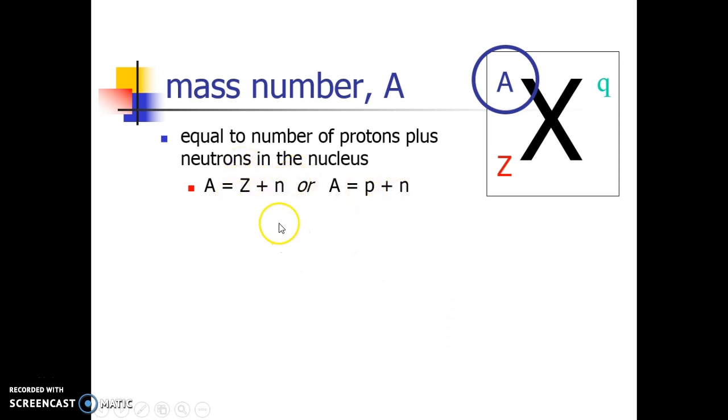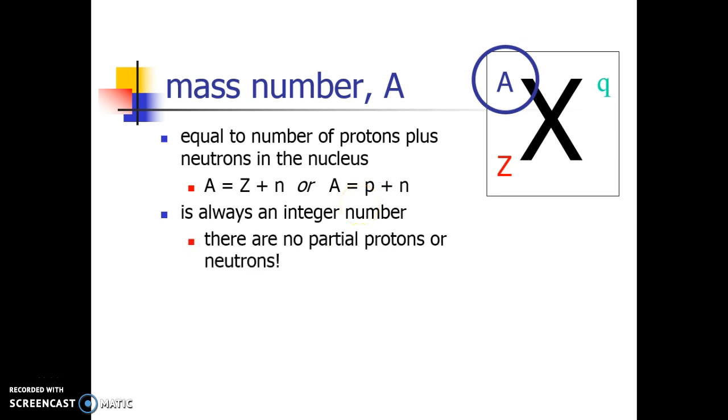Protons and neutrons. Z plus N. It's always going to be an integer. So when you look at the periodic table, you're not seeing mass number, you're seeing something else. Mass number is always a whole number because you can't have a fraction of a proton or a fraction of a neutron. You have to have whole parts.